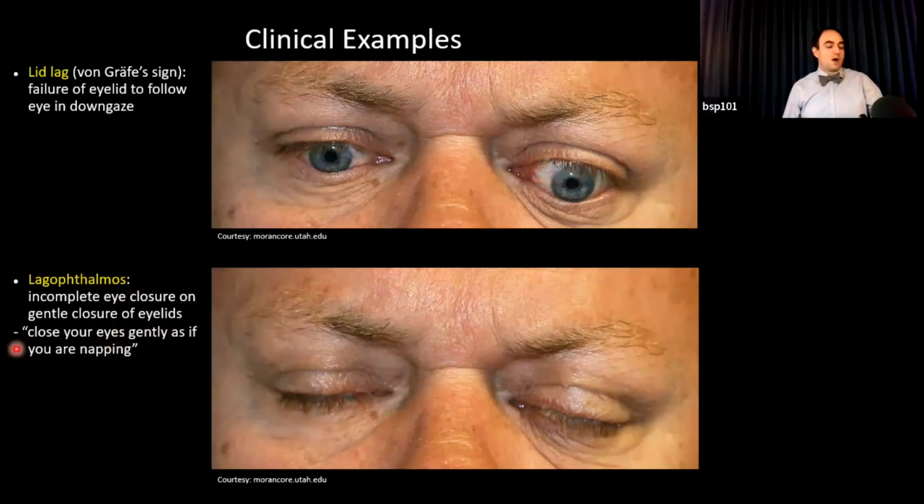The second thing we commonly see is lagophthalmos. You ask them to gently close their eyes. Almost everyone can completely close their eyes with forceful closure. Gently, like you're taking a nap. That's my phrase. I've learned over the years to have certain phrases that most people seem to understand what I want them to do when I say it. And when they sleep, their eyes are cracked open just a little bit. That often gives them a lot of dry eye and irritation.